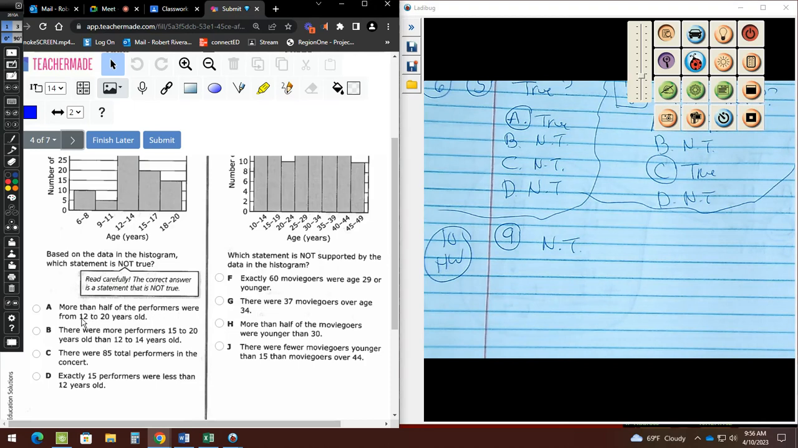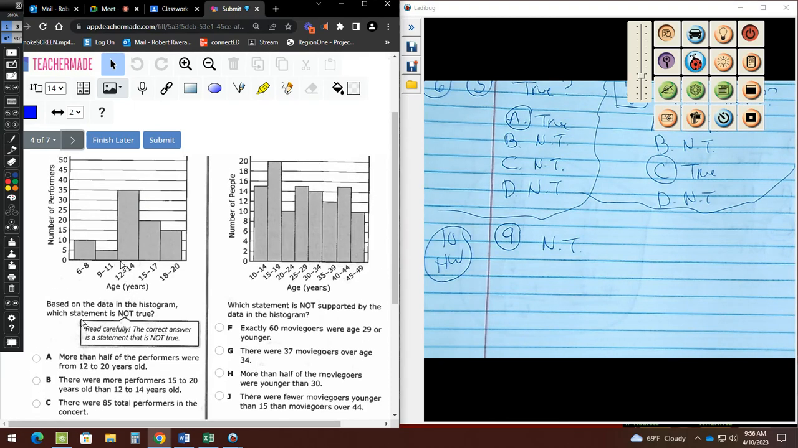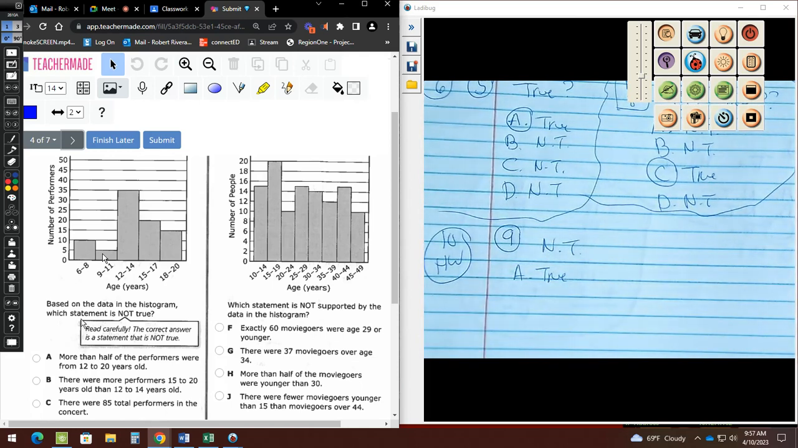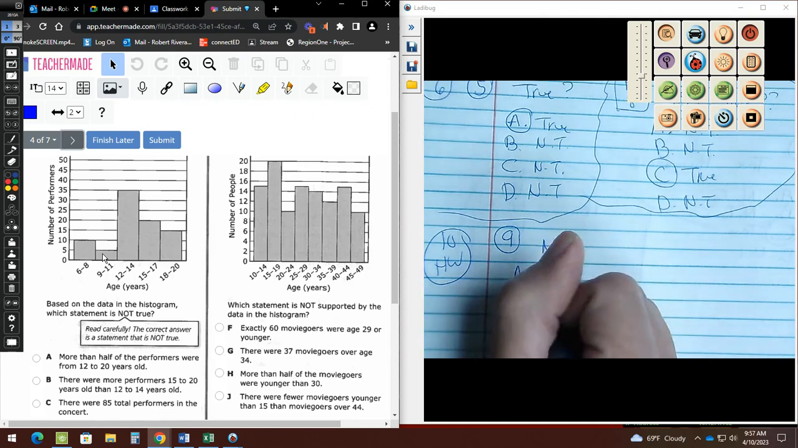More than half of the performers are from 12 to 20 years old. Okay, from 12 to 20. Would that be more than half? Yeah, you could already tell. You could add them and check, but you could already look at those big bar graphs. They're long and big. And most of them are long and big from the right side, right? From 12 to 20, most of them are long and big, and the other ones are small, right? So would that be more than half? Yes. Letter A would be true. And some kids would choose it. But they want not true. That's why you're going to go through all the choices, because all the choices will alert you that they don't want that one. Letter B.